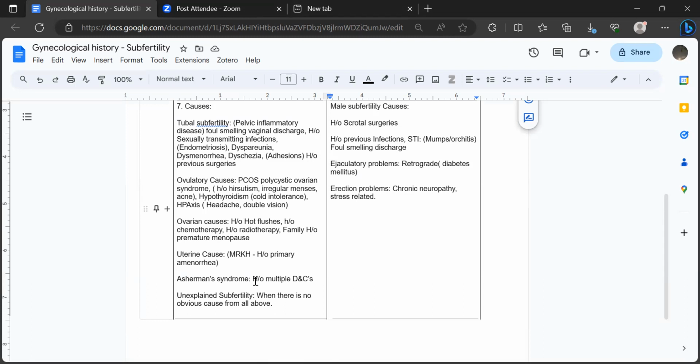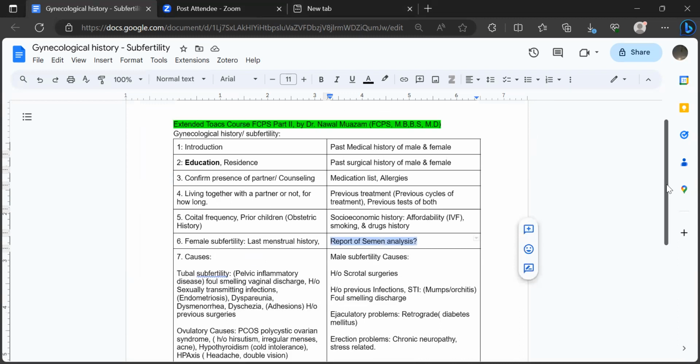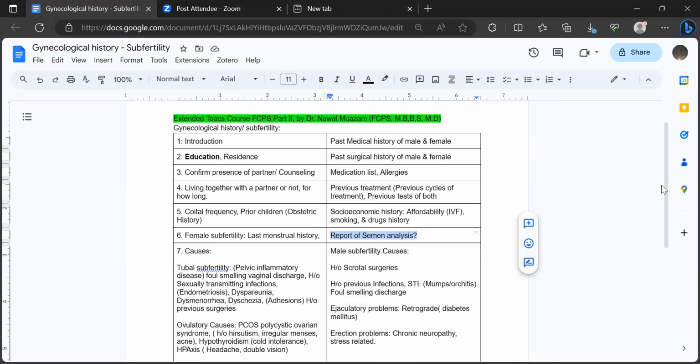Coming to the male subfertility causes, there may be a history of scrotal surgeries. You should ask about history of previous infections and any ejaculatory problems, which can happen if the patient is suffering from chronic diabetes mellitus. Erection problems can happen in cases of chronic neuropathies and stress. So this is the history that you should ask in a couple who is suffering from subfertility.